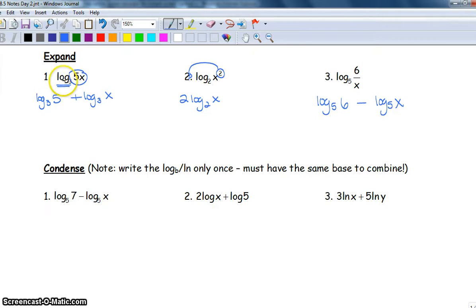So when I look at number 1, it's log base 3 of 5x. I don't have log base 3 of 5 times log base 3 of x. You're only going to have that log base or that natural log one time in your answer.